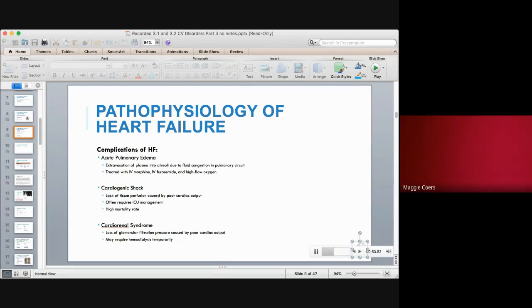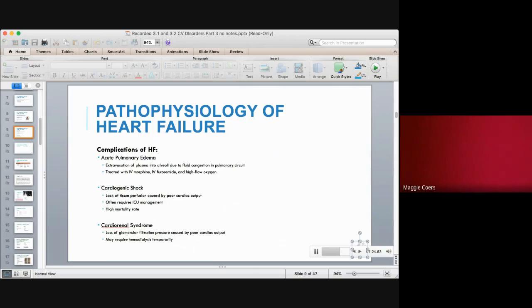Cardiogenic shock is a lack of tissue perfusion, and it's caused by very poor cardiac output. Okay, so very poor ejection fraction and oxygenated blood coming out of the heart. Cardiogenic shock has a very high mortality, even with good treatment. Okay, so cardiogenic shock has a very high mortality rate. Patients must be in the ICU if they have cardiogenic shock.